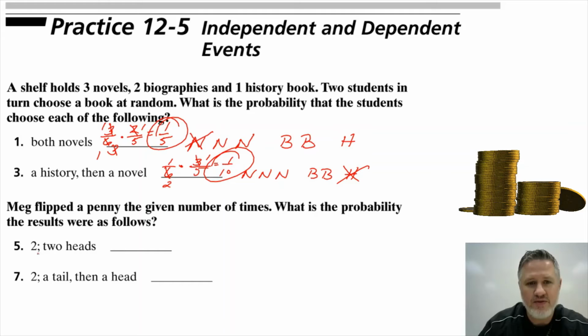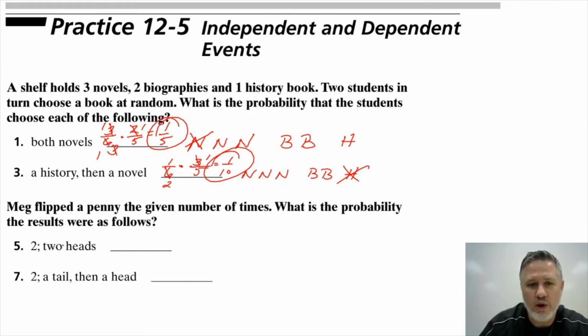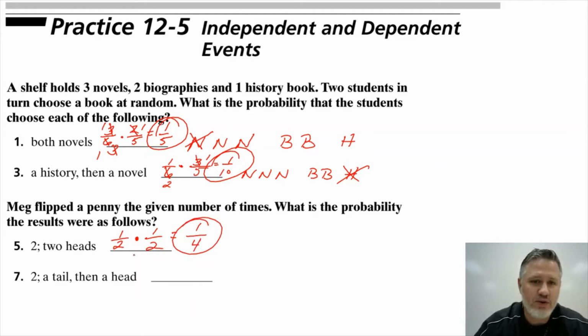So let's look at number 5. You're flipping the coin twice. What's the probability you're going to get 2 heads in a row? Well, the chance of getting heads is 1/2, right? 1 out of 2 possibilities. And the chance of getting heads again is also 1/2. And what do you do to figure that out? You multiply the 2. 1 times 1 is 1, and 2 times 2 is 4, and it's that easy. You have a 1/4 chance of flipping 2 heads in a row.